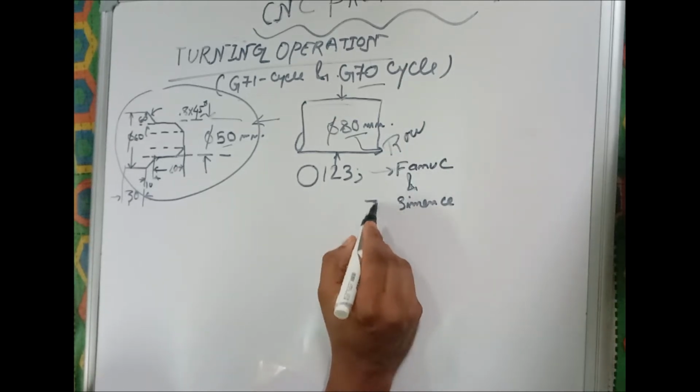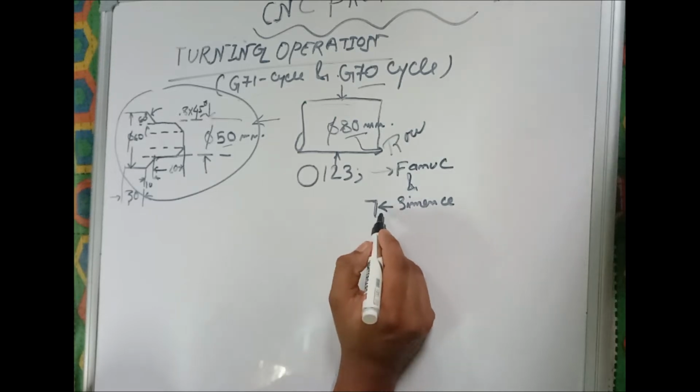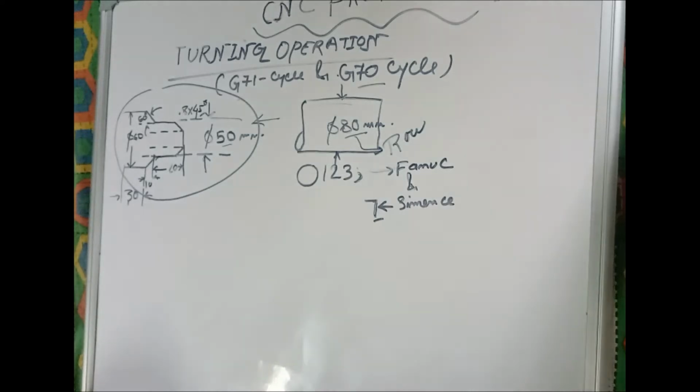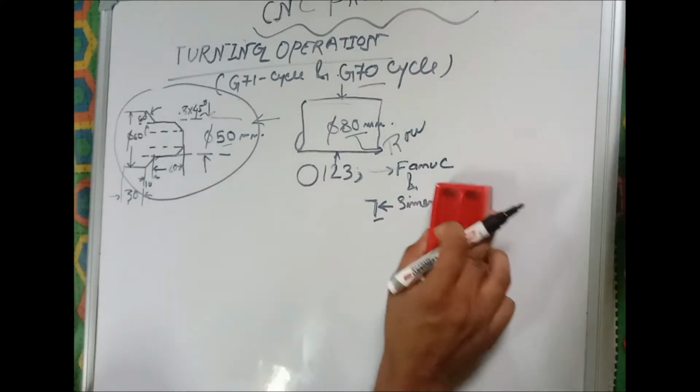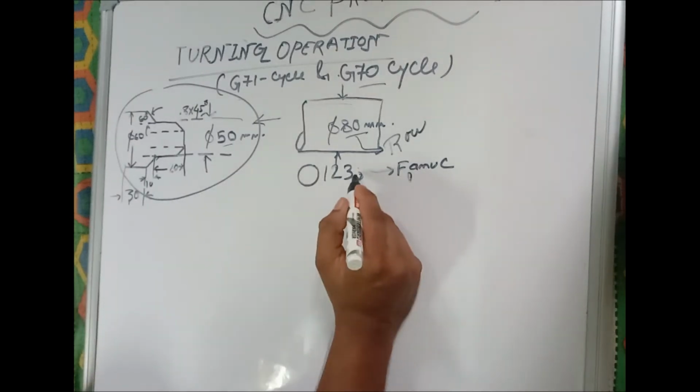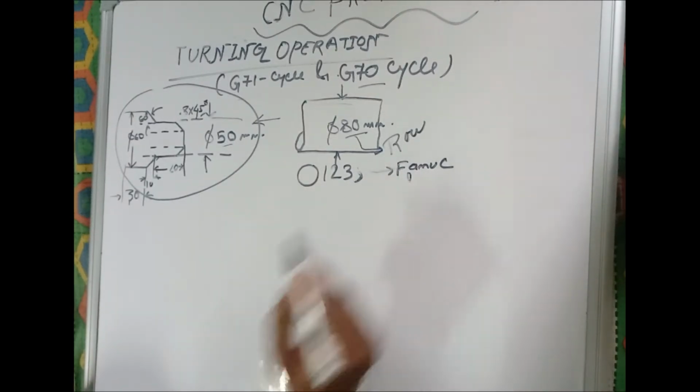For a Siemens controller we use this after the finish of a block, and for Fanuc we use this end of block. Okay, so we will discuss on the basis of the Fanuc controller. So we have given the program number 123.